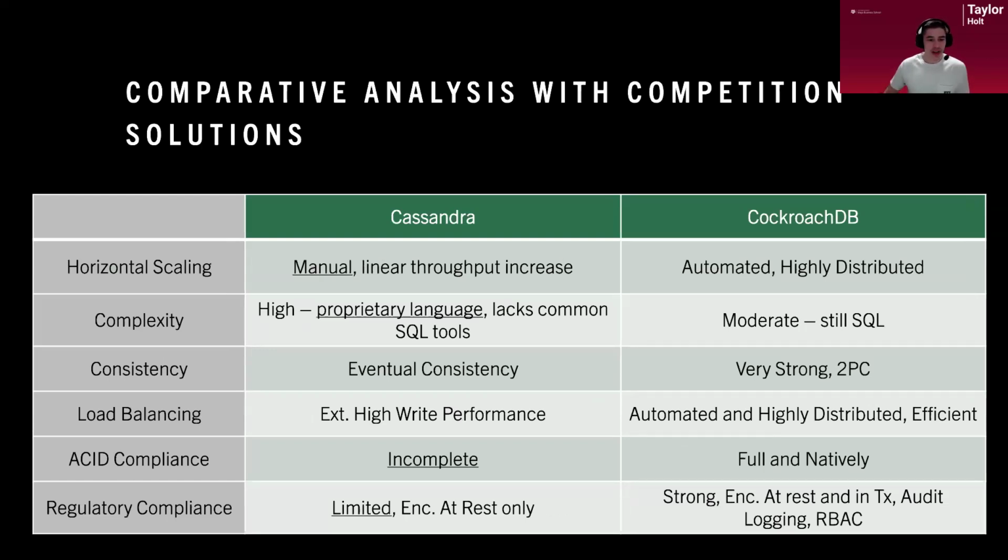You can horizontally scale it, but it's highly manual, but you can do it, where Cockroach is highly automated. It's a little more complex than CockroachDB, which is already more complex than SQL. It uses its own proprietary language that lacks some common SQL tools you may be familiar with and want. And then ACID compliance is incomplete in Cassandra. It has some, it's missing some, whereas CockroachDB is fully ACID compliant. And then that also ties into regulatory compliance. Cassandra is limited. It encrypts the data at rest only, whereas Cockroach encrypts it at rest and in transit. It provides audit logging and role-based access control for super fine-tuned controls of who touches what data.